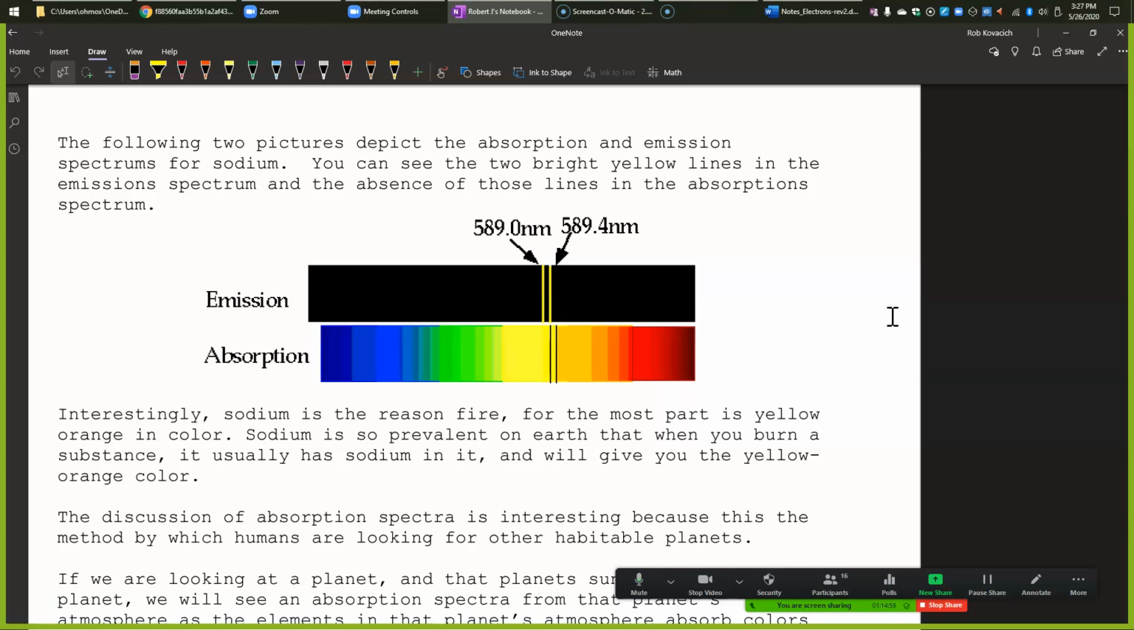So if I take my sodium and I put it in a lamp and I turn it on, and in between the sodium light that's being generated and the detector, I put a gas cloud that has all the elements in the universe in it, the cool thing that happens is the sodium color gets absorbed. So that's what this spectrum is right here. Instead of me just seeing yellow, what I'm seeing is I'm missing the yellow. Okay?